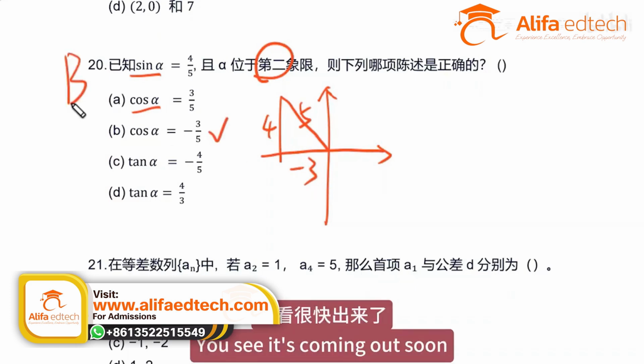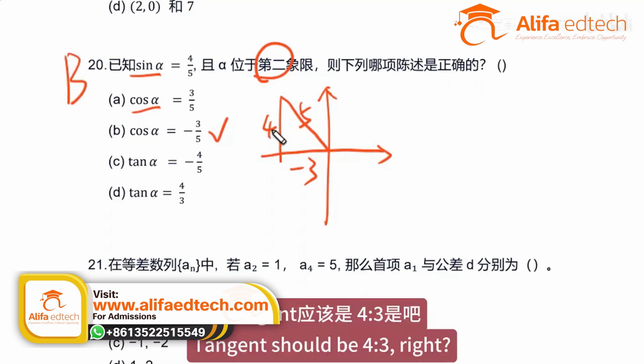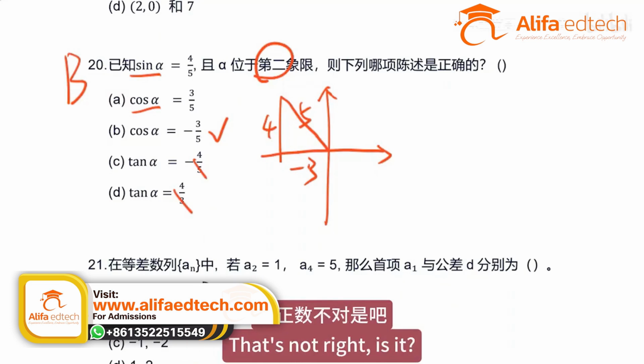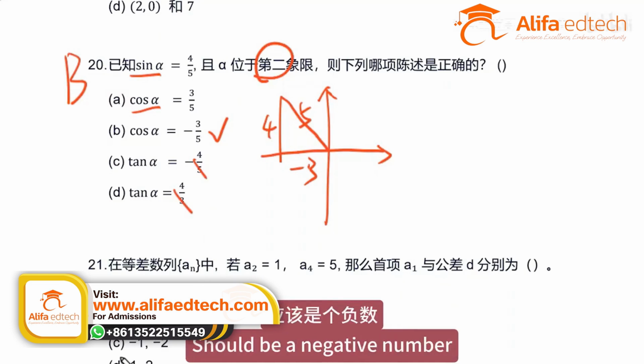See, that was really quick. Tangent should be 4/3, right? That can't be correct. It's a negative number, isn't it? This positive number isn't right, is it? It should be a negative number.